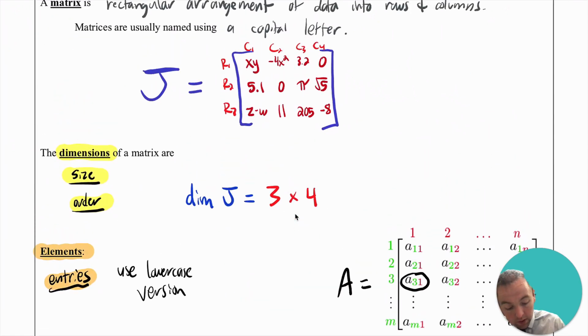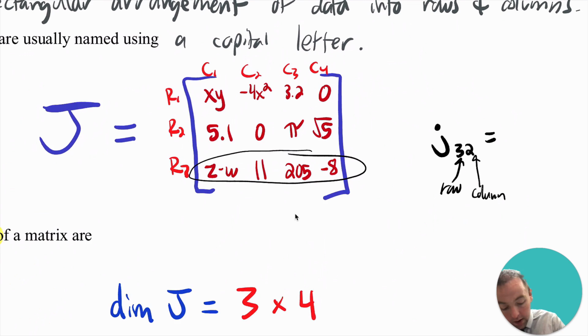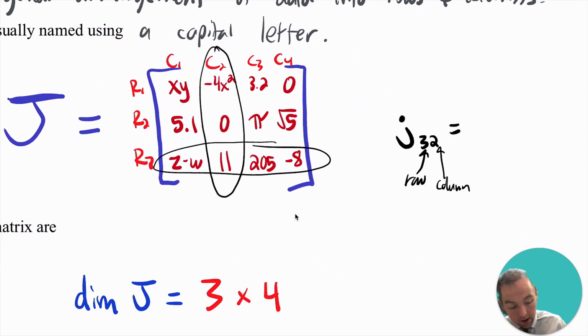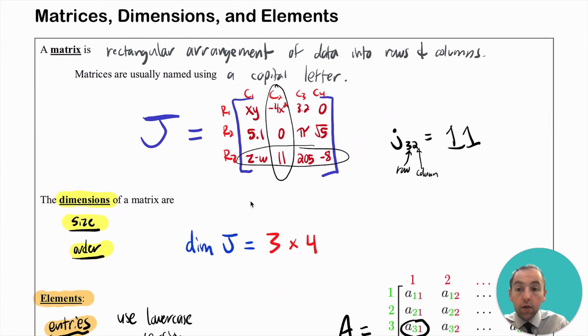So if I pick the example matrix J that we picked right here, and I were to indicate what J32 is, then I'm really looking for what row I want the element to be in, and then the column that I want it to be in. So I'm looking for the element that's in the third row and the second column. Since the third row is there and the second column is there, J32 is equivalent to the number 11, because that's the element in that particular position in that matrix.